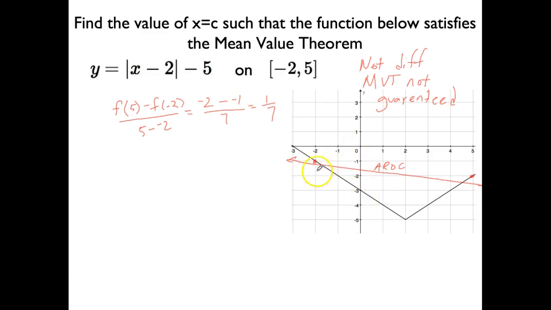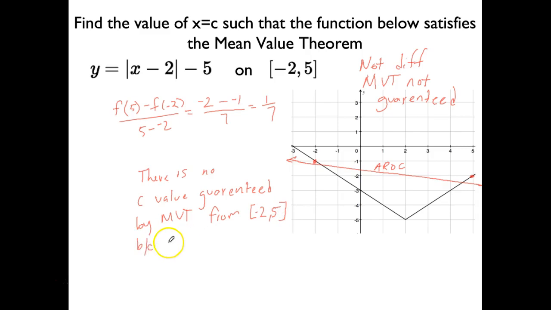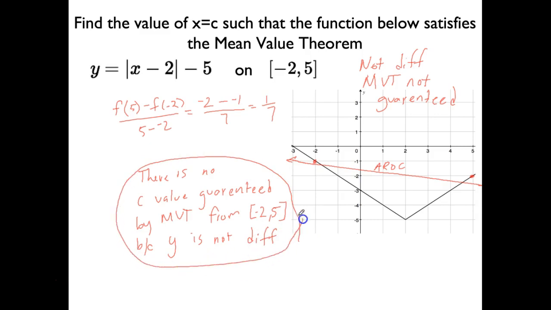If you notice here, the slope of this is either negative 1 or positive 1. There is never any other slope besides negative 1 or positive 1. So you would say there is no C value guaranteed by MVT from, let's say, negative 2 to 5, because y is not differentiable. There you go. There's our answer. It's not differentiable, so there is no place.